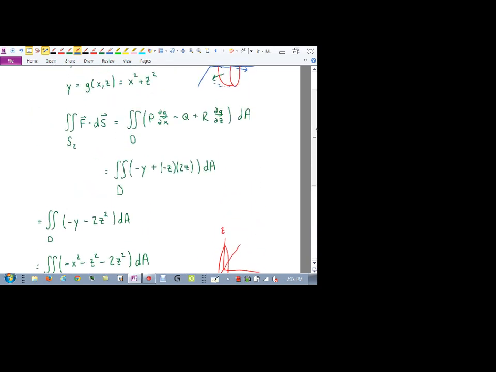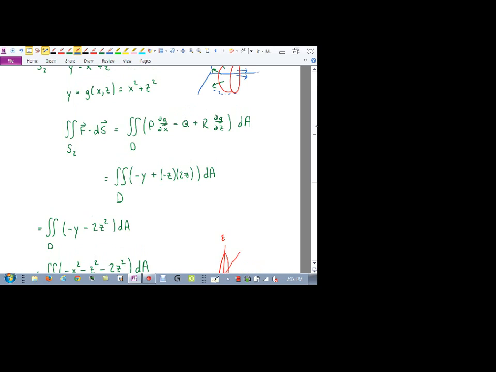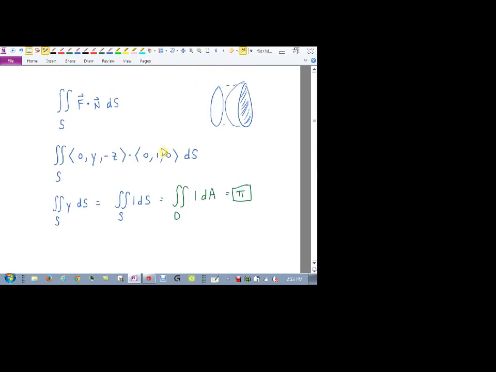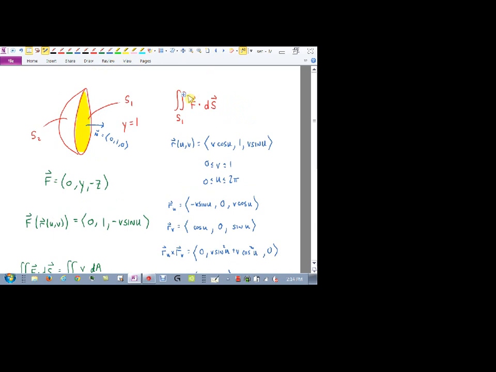Let's see, I want to go back up here and change this. Some of my notation's a little bit bad up here. I'm doing this double integral over S. That should actually be an S2 there, right? And this one should have been over S1. But I think you're okay, right? Two different surfaces. All right, good.